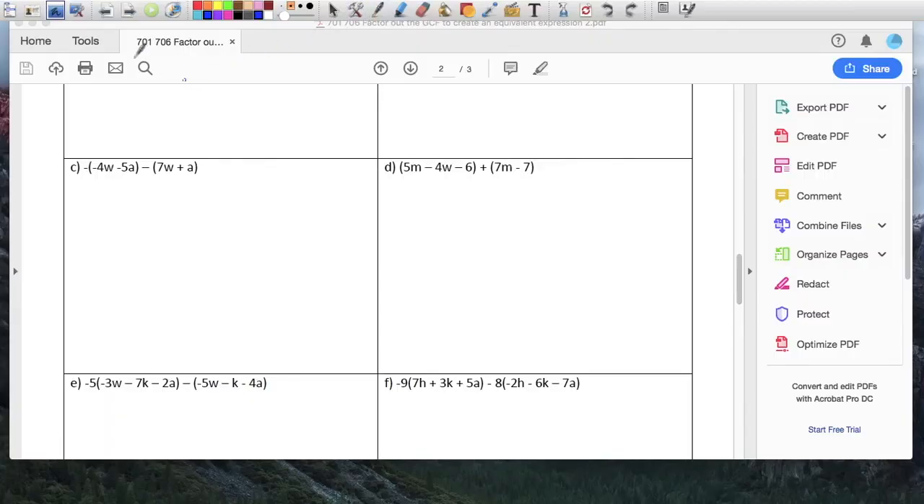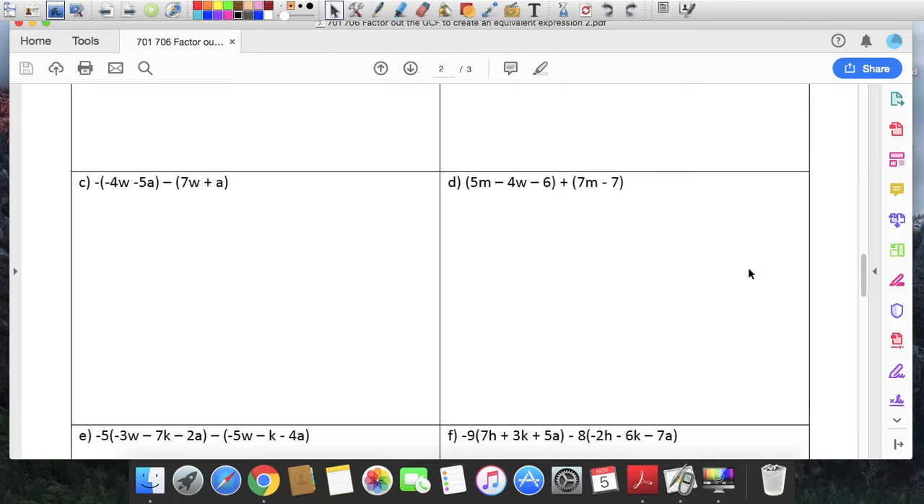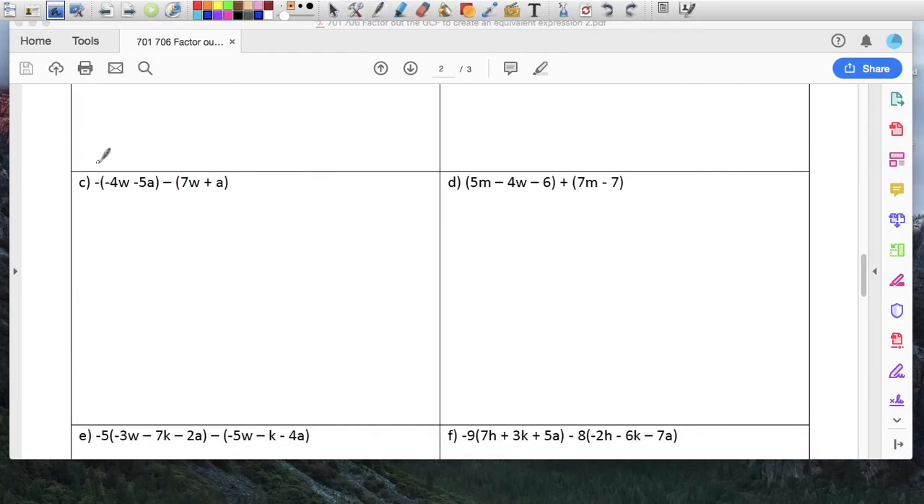Now over here, let me make this bigger. There is a negative sign here. We can put a 1 there, right? Let's put a 1. So it's a negative 1 times a negative, so it's just going to be positive 4w. Negative 1 times negative 5 is going to be positive 5a. Likewise here, put a 1 here. So it's a negative 1 times a positive, so it's going to be negative 7w. And negative times a positive is going to be negative, or negative 8.